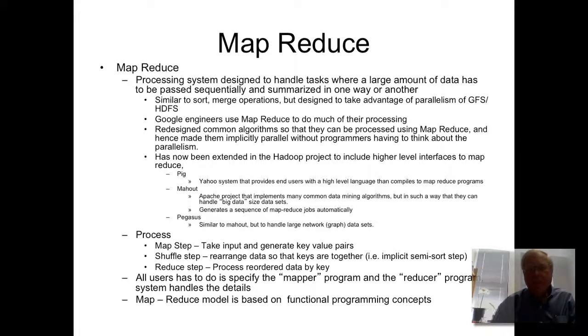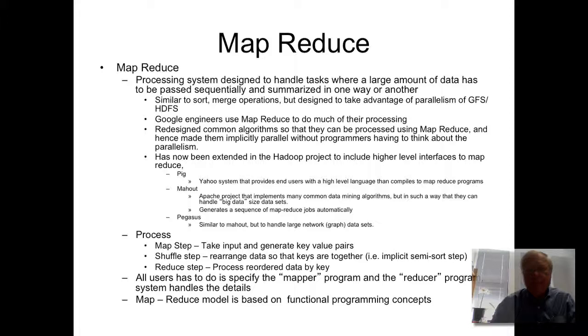There's also Pegasus, which is a new project similar to Mahout, but it's designed to handle the large network graph data sets that you get in web data, where you have graph networks with millions of nodes that you want to analyze. You can't fit them in memory, and there's no way to do it except sequentially and with big files.